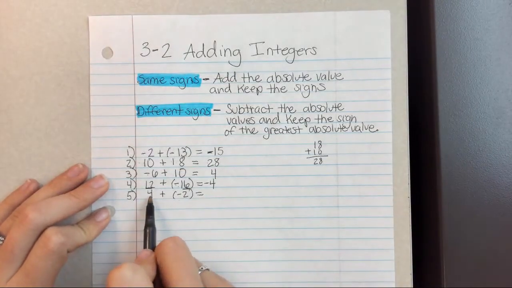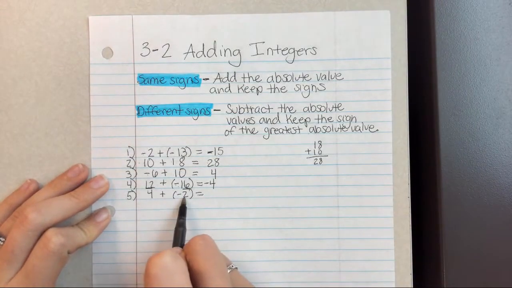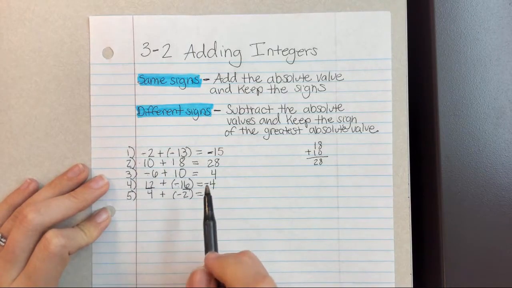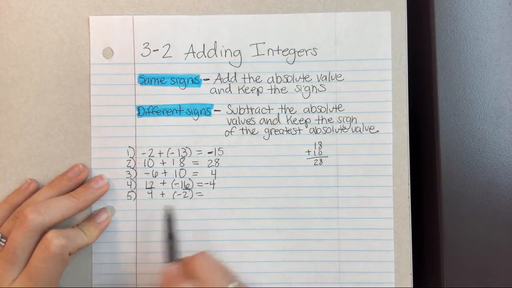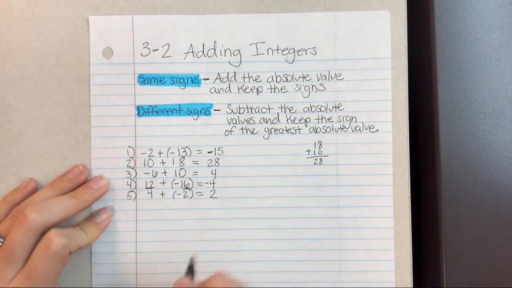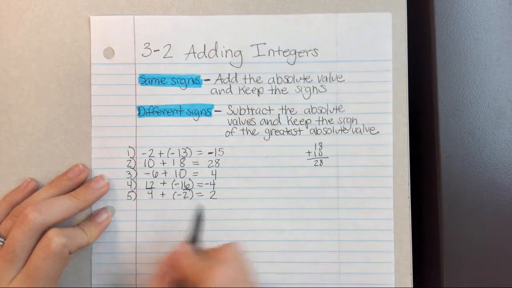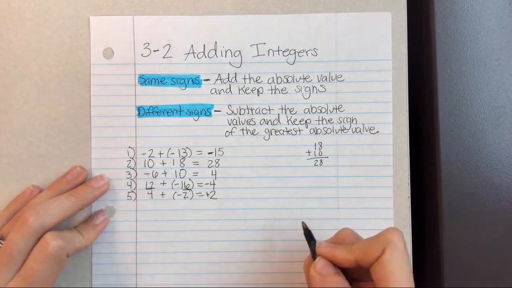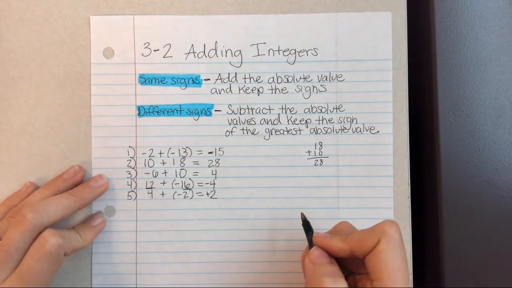Then the last one, 4 and negative 2, and we add those, notice different signs, so we're going to subtract. 4 is larger than 2, so 4 minus 2 is 2. And the largest number, we keep the sign. 4 is bigger, so it's positive. Your answer will be positive. Those are your addition rules.